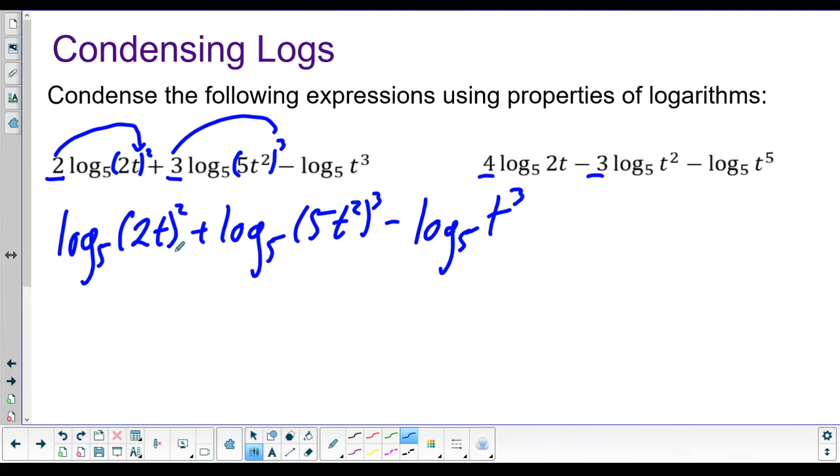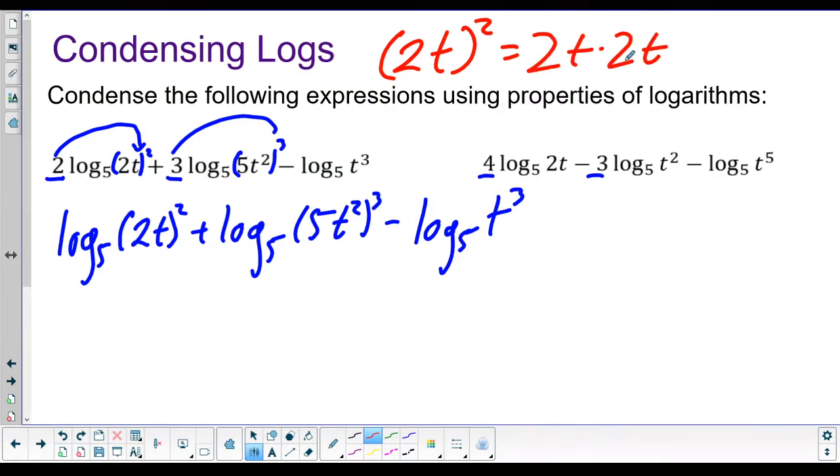Okay, cool. We can actually simplify these pretty easy. You know how to do 2t squared. That's just 2t times 2t. So 2 times 2 is 4, and t times t is t squared. So let's simplify that. This is log base 5 of 4t squared plus log base 5.